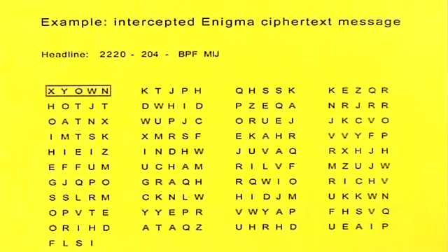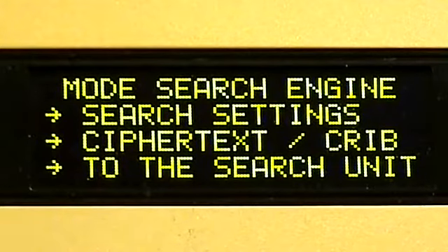The real message has 199 letters. To start my microprocessor-controlled search engine, I first have to enter the entire intercepted ciphertext into the machine. If I try to start the search engine without entering the ciphertext or without entering the crypt, I get a message on the display.